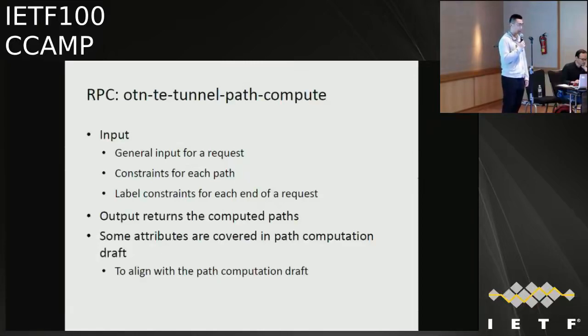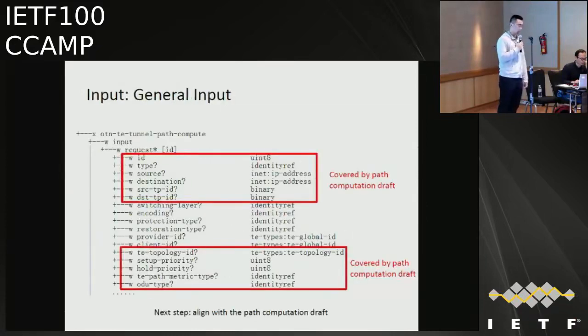And next, thanks. The newly added RPC is used for path computing. In the input part, there are three parts, which are a general input, and constraints for path constraints and label constraints. Some of the attributes are covered by the path computation drafts. So the next step will align with the path computation drafts to see how to revise or just remove some of the parts. For the input part of the RPC, the general input part, such as request ID, source, destination, and the priorities, are already covered by the path computation draft.